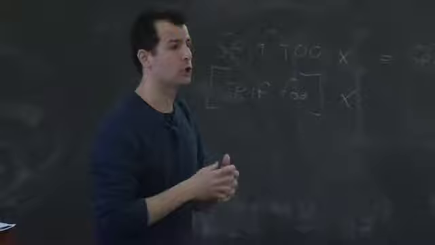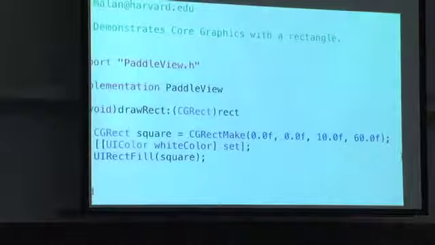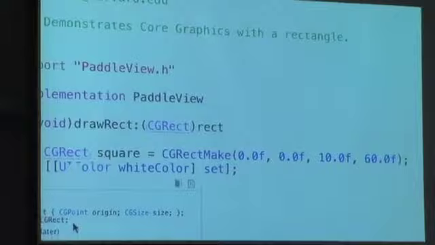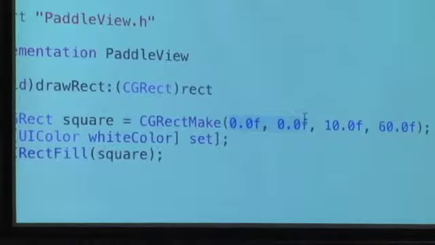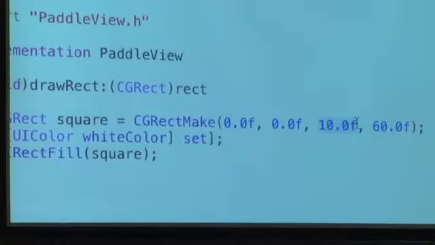So how does this work? Well, CGRect is another struct. I can hover over this thing with option, and you'll see that it has an origin inside of it and a size. That's what defines a rectangle here. And there's this little helper function that allows me to make a rectangle. Specifically, it's going to make it at location 0, 0, so in the very top left-hand corner. And it's going to make it 10 points wide. And it's going to make it 60 points tall, so roughly 10 pixels by 60 pixels, though it does depend on the resolution of the screen.